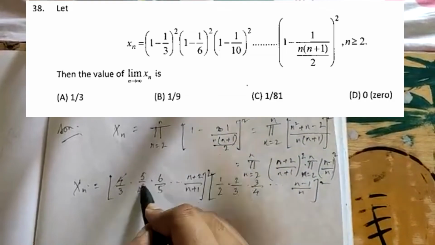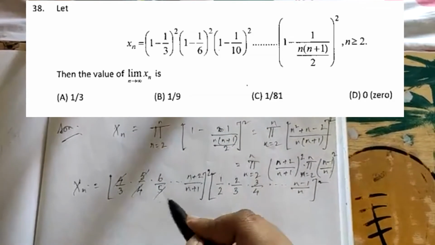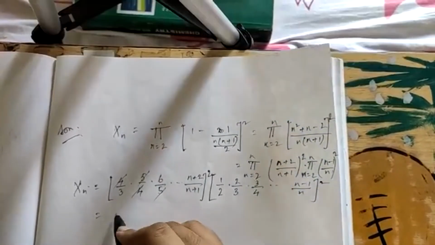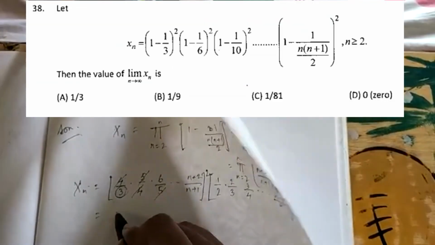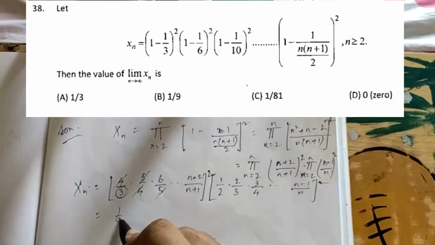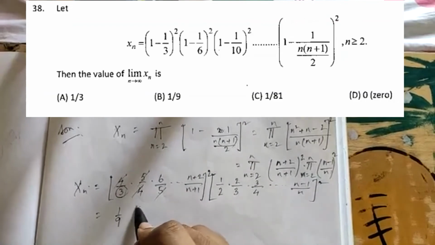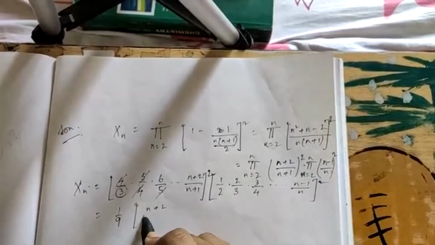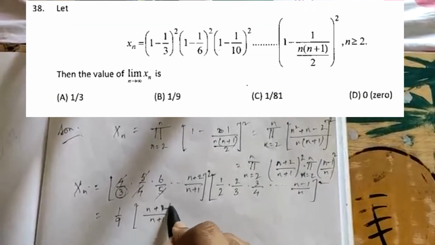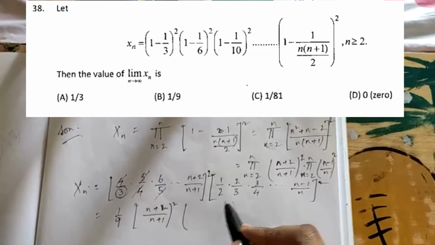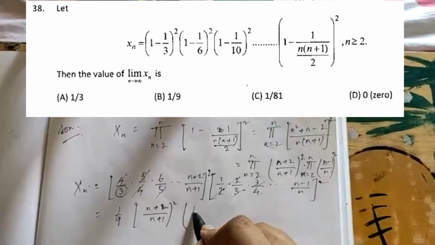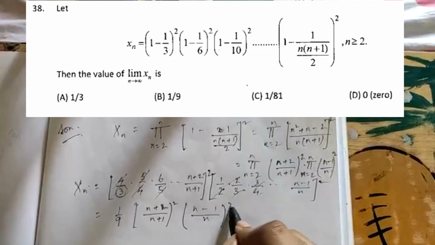So these terms are getting cut out. So you will remain with this 3 will remain. There is a square, so 1 by 3 square will be 1 by 9, and it will be left with n plus 2 by n plus 1 whole square. And again here everything will get cut out, and it will be left with n minus 1 by n square.